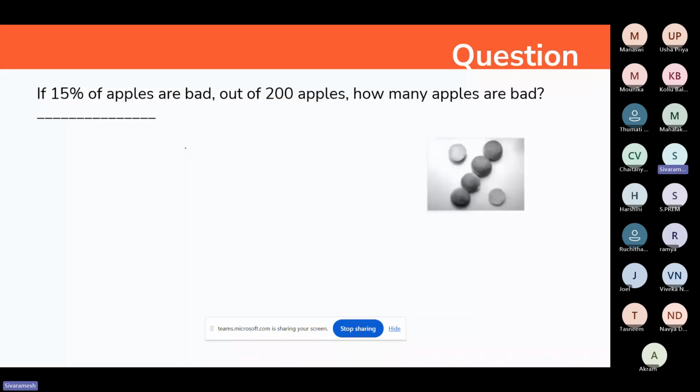Can you answer this question? 30, sir. Yes, exactly. If 15% of apples are bad out of 200 apples, how many apples are bad? So what you need to calculate is 15% of 200. In this question, it is easy for us to go with the eliminating zeros method. So 15 twos are 30. So the answer is 30 apples are bad.